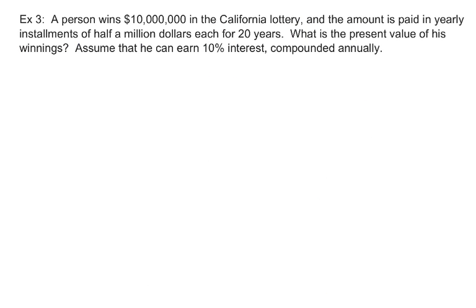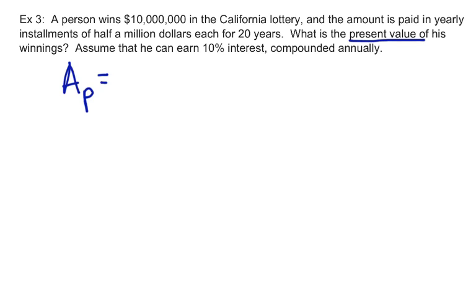Let's look at a different example. $10 million in the California lottery is paid in yearly installments of $500,000 each year for 20 years. What's the present value of his winnings? Assume that he can earn 10% interest compounded annually. Present value is a little bit different formula. What we're doing, instead of putting money into an account, we're taking money out of an account.